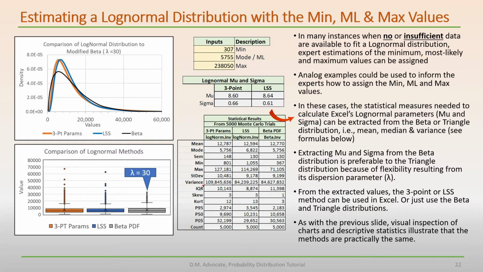From the estimated min, most likely, and max values, a triangle or beta distribution can be constructed, and subsequently, mu and sigma can be calculated. Namely, extraction of the mean, median, and variance from the beta distribution can be used to calculate mu and sigma using the 3-point or LSS methods that were demonstrated in the previous video. Because of insufficient data, the scatterplot slope-intercept technique can't be used.